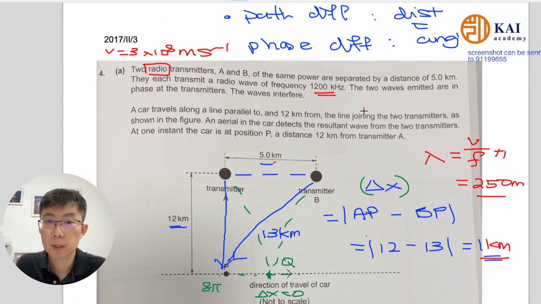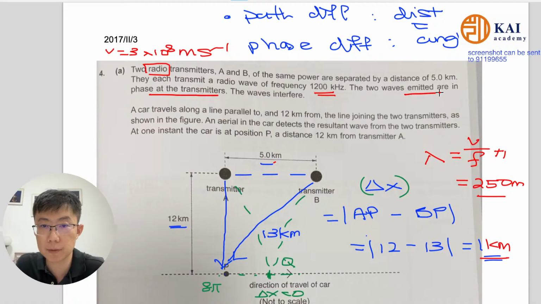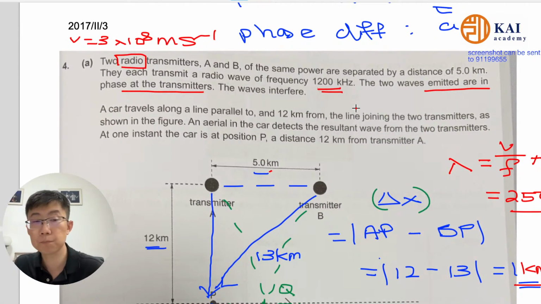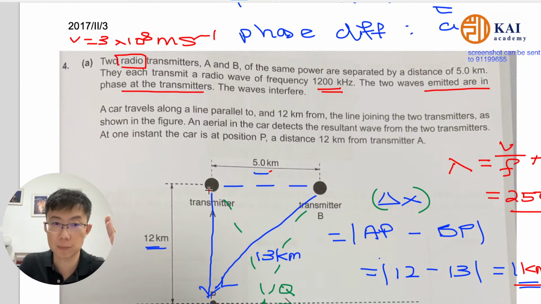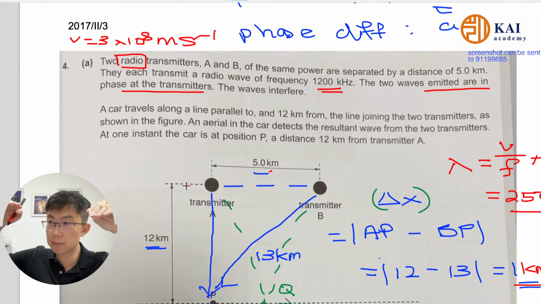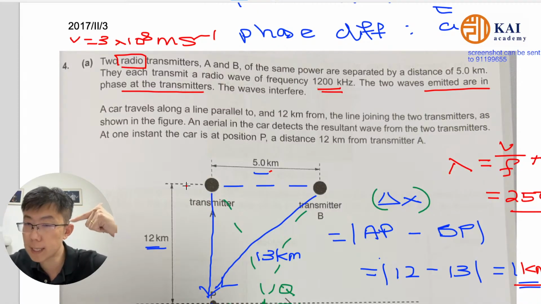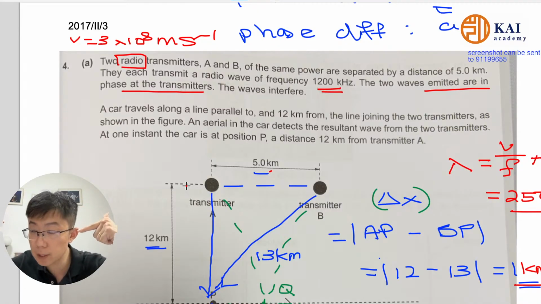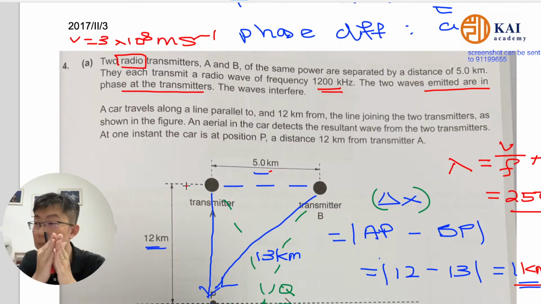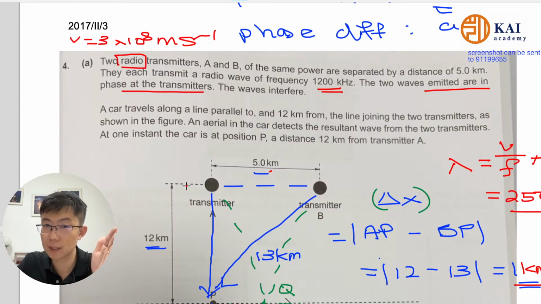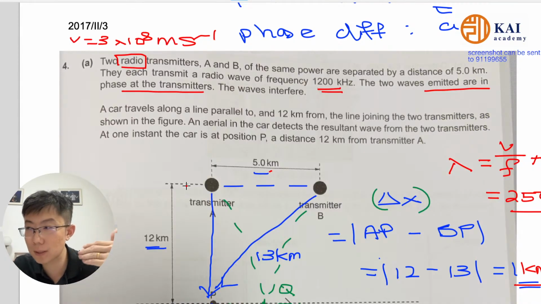Now in the question they told us that the two waves emitted are in phase at the transmitter. There is this line over here. So what this means is that when the transmitter at A produces a crest, the transmitter at B also produces a crest. This is in phase. So when we say that these two sources are coherent, what we mean is that this in-phase relationship will be perpetual. Transmitters A and B will perpetually be in phase.